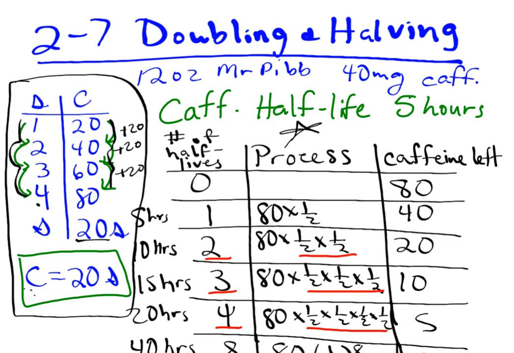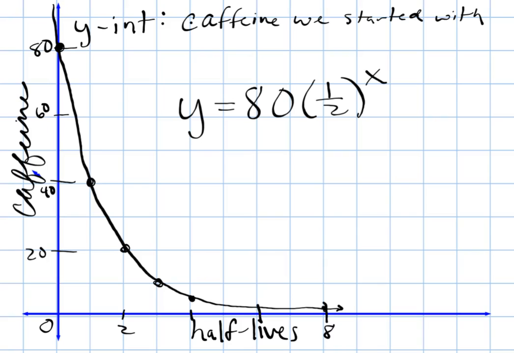So if I say 30 hours from now, how much caffeine is in her system in 30 hours? Don't tell me how, but can you do that? Okay. So what if I want to know how to figure out when her caffeine level is down to 30 milligrams?